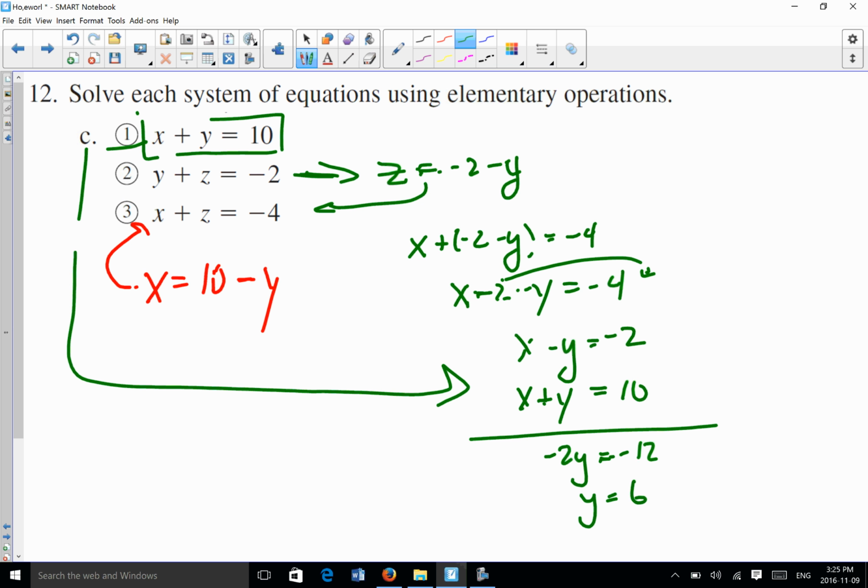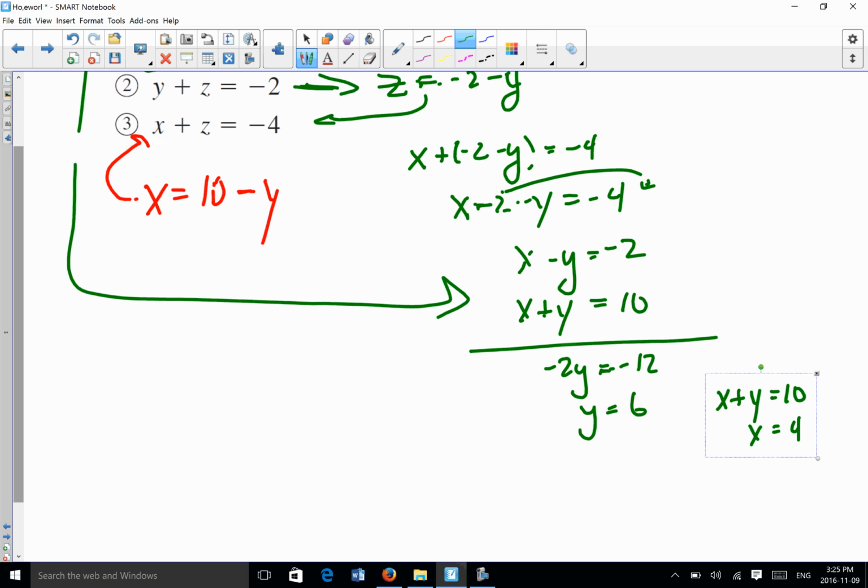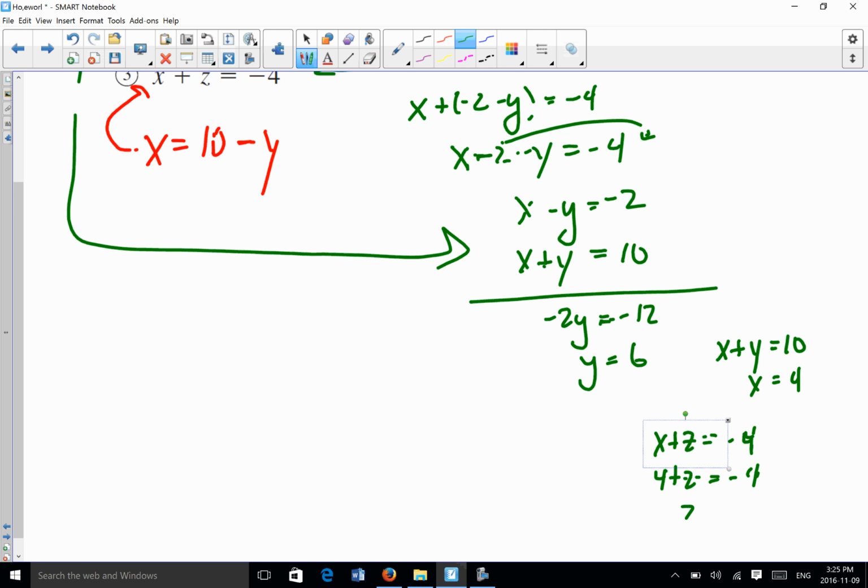Let's go back to one of my original equations. x plus y was 10, but y was 6. So x must be 4. And I also knew that x plus z equals negative 4, where, well, I just figured what x was. It was 4. 4 plus z is negative 4. So now I get z equals negative 8.